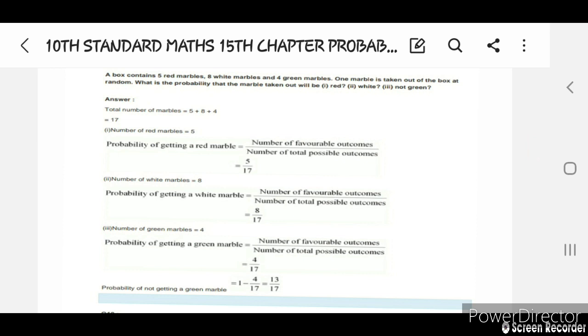The number of red marbles, they are asking in the first question, so it is equal to 5 by 17 for red marbles. Next, white marbles. White marbles are 8, so 8 by 17 is the probability of white marbles. Next, not green marbles. So therefore it will be 13 by 17.